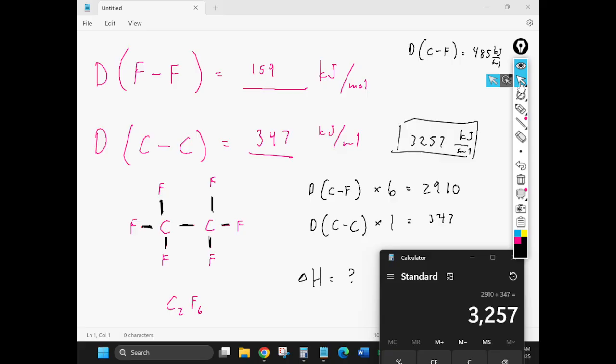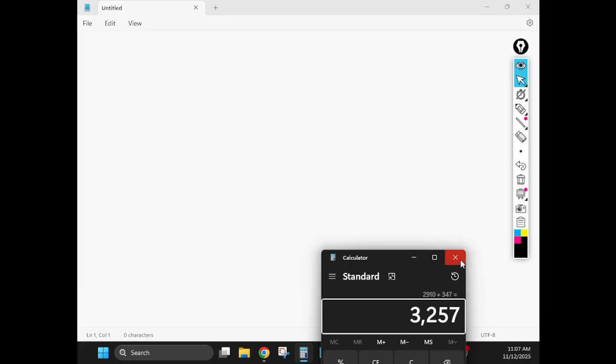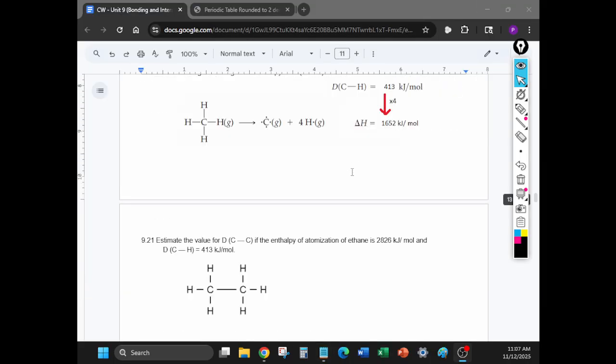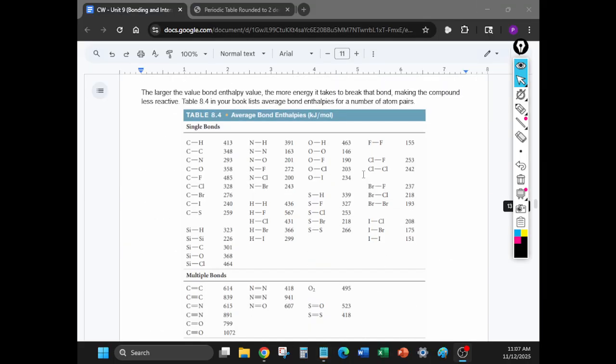Pretty easy, right? Now, you do not need to memorize these bond enthalpies. There will be a chart given to you. So if we look back at the workbook, when you are doing your assignments, it's going to be on page 13 of the workbook, just so that you have a quick reference when you're doing your assignments. But if you have this on the test, which you will, it will be given to you. Okay, I will provide them for you.